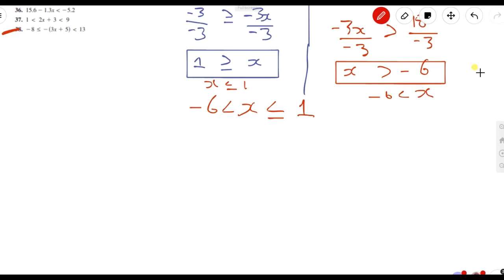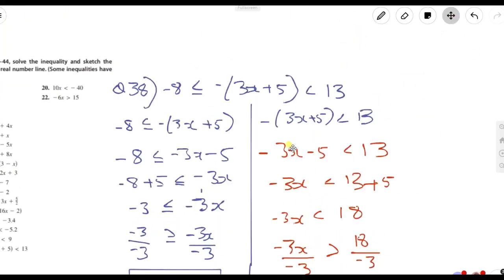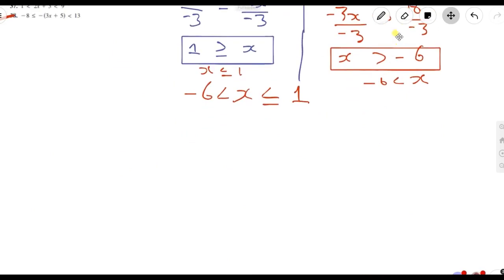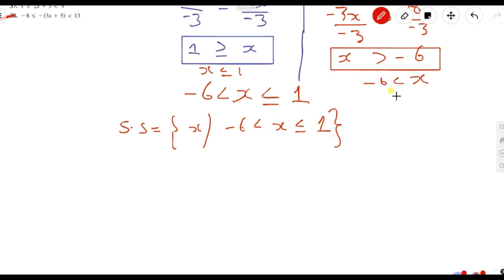If you combine these two, you're getting this range of numbers. All the numbers lying in this range, once you substitute them in this inequality, will always satisfy it. How are you going to represent this solution in set notation? You say the set of all x such that -6 is less than x and x is less than or equal to 1. And if I ask you to represent it on a number line, what do you do?